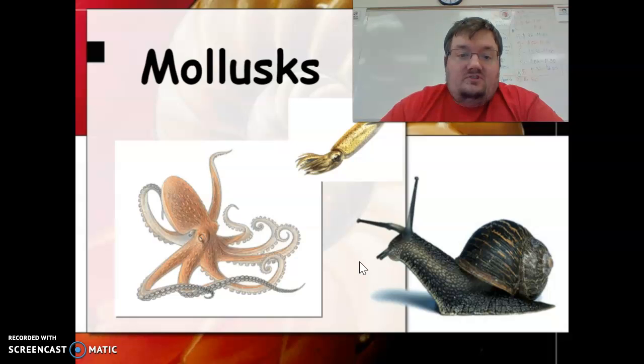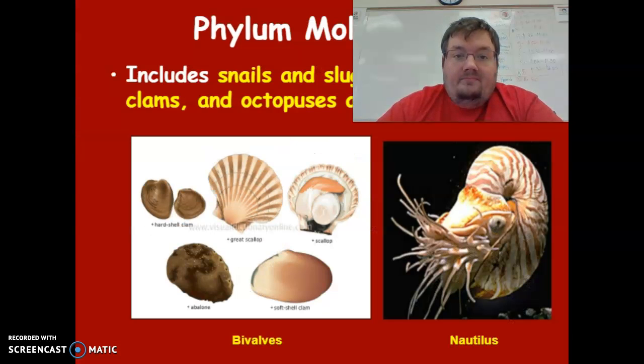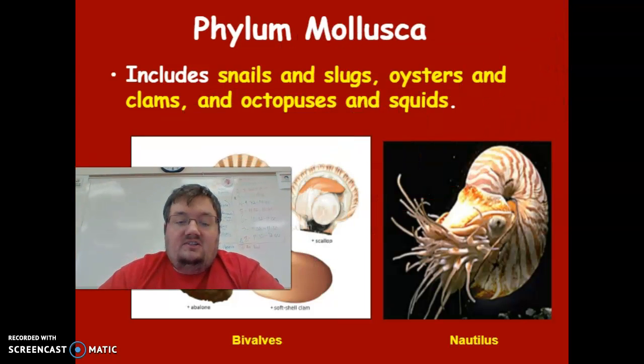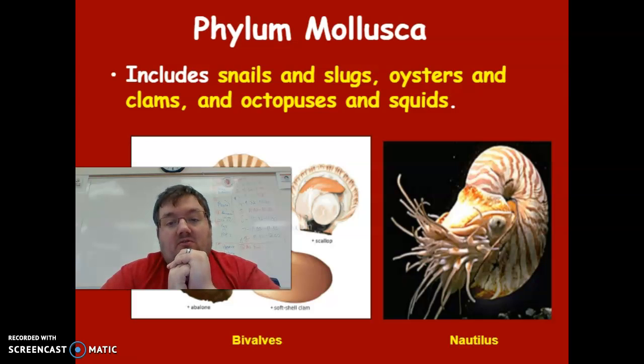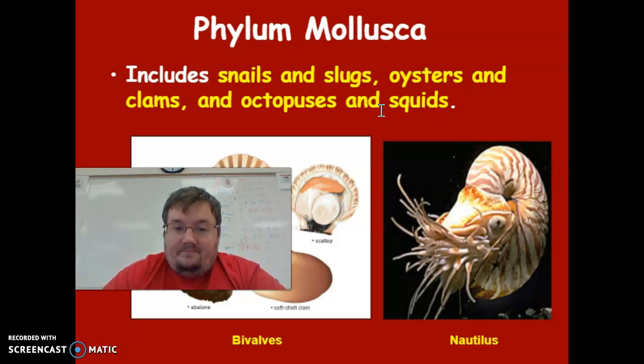Okay, so when we talk mollusks, we're talking about not just octopus and squid, but we're talking about snails, slugs, oysters, clams, and octopus and squid, and all the different varieties of those. So you'll see some bivalves on here, which we'll talk about that class in a second. You see the chambered nautilus on here, which belongs to the same class as octopus and squid, which is called cephalopods, which we'll talk about in a little bit as well.